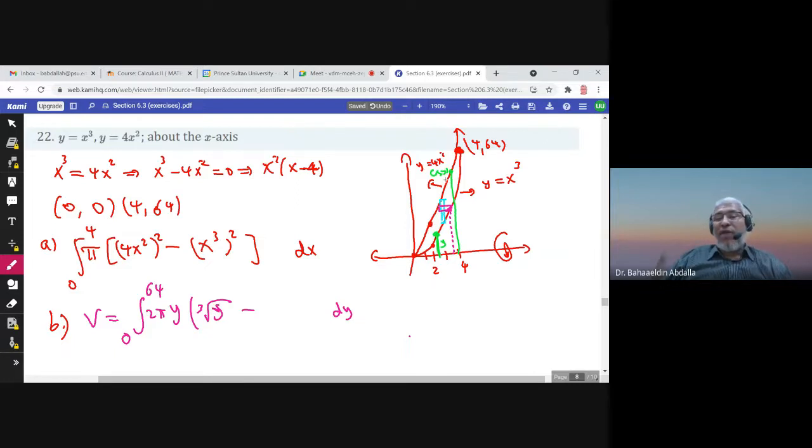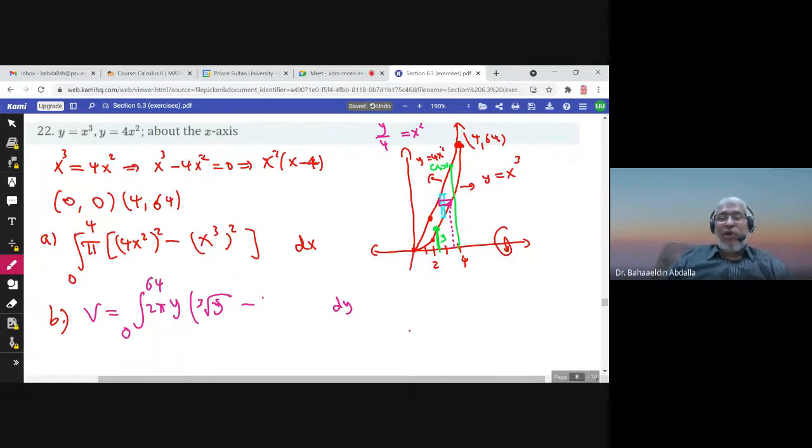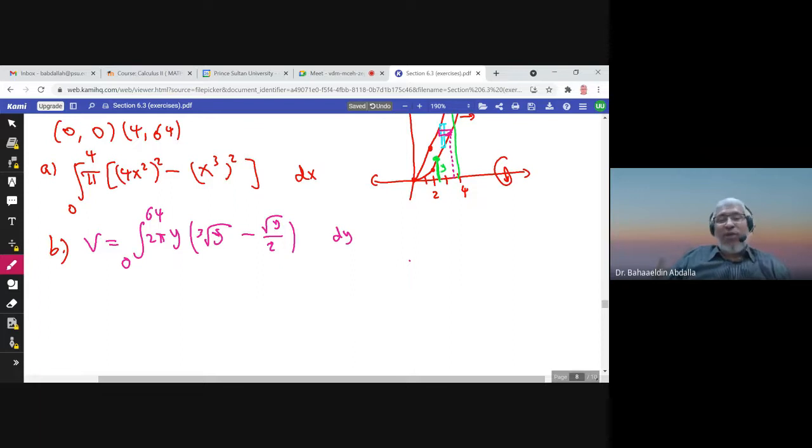Now the curve to the left is y equals 4x squared. We need to solve it for x. So y over 4 equals x squared, and then x would be the square root of y over the square root of 4, which is 2. So this will give you the volume. And please check again that these two integrals will give you the same answer.